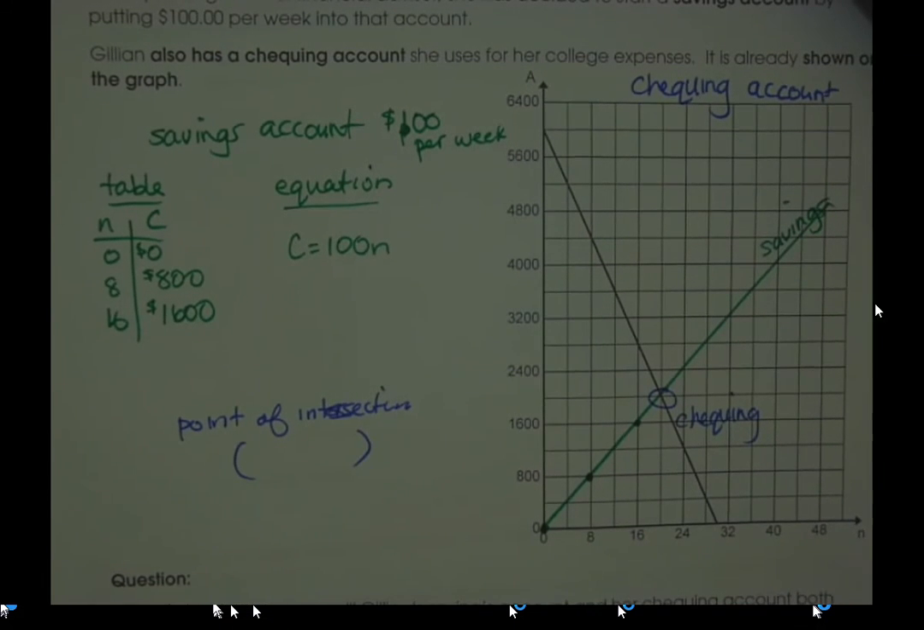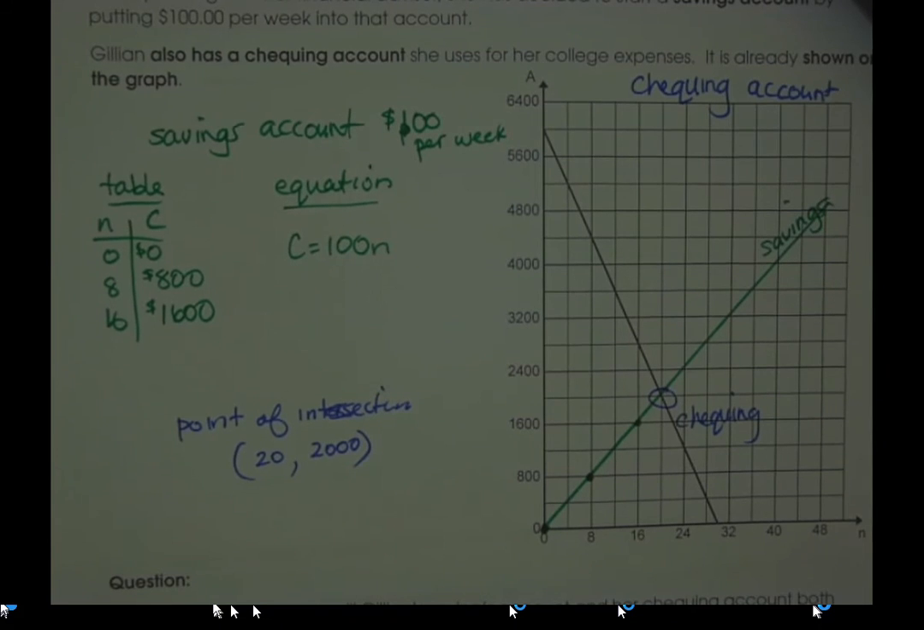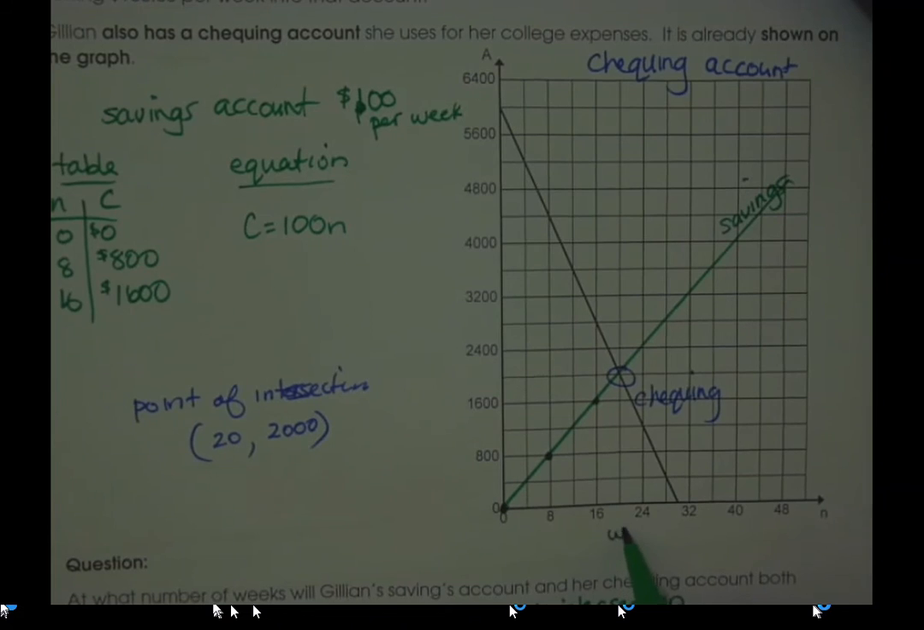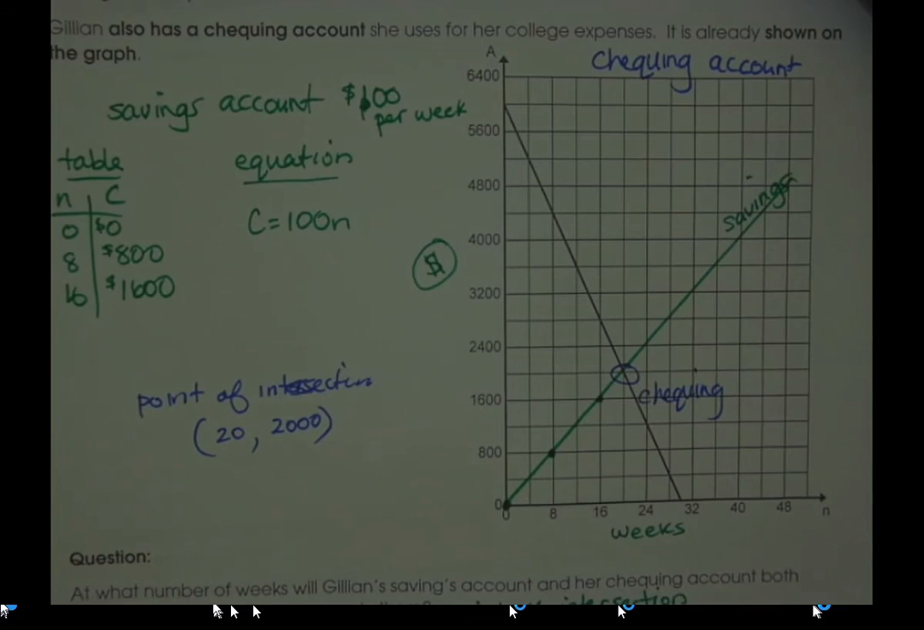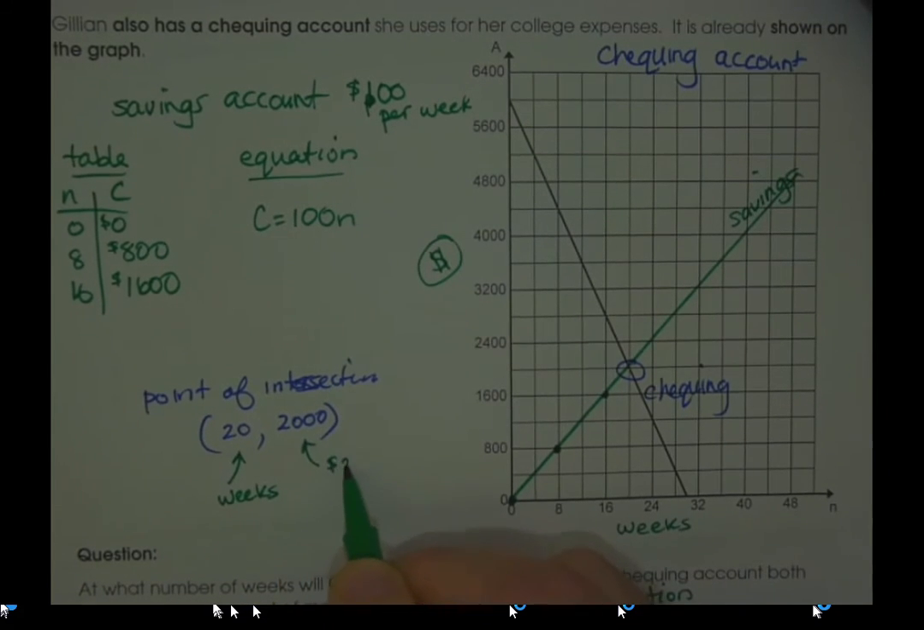Take 2 seconds, write down what that point is. And then push pause, and then write down the point, come back and check your answer. So my point of intersection was 20 and 2000. But we need to know what that means. Well, we knew that this was weeks and this is money. So this means 20 weeks, I'm going to have $2,000.